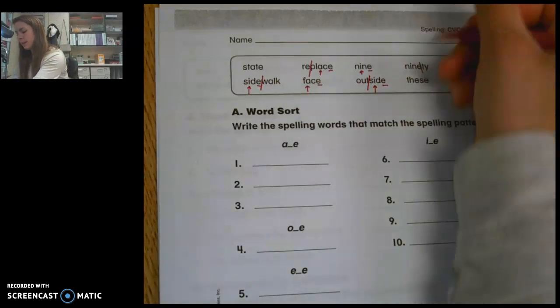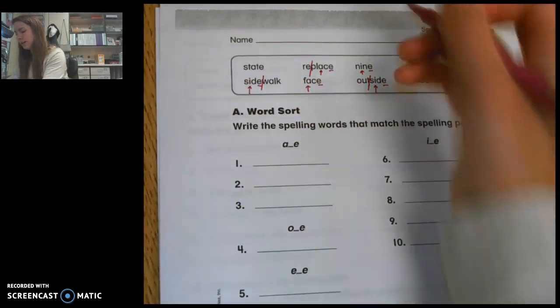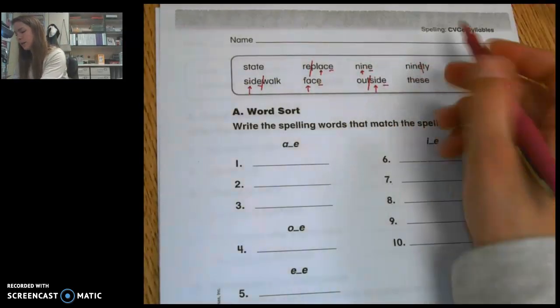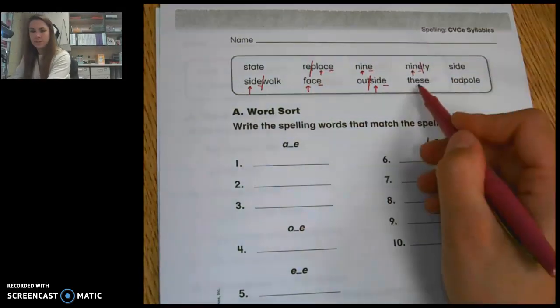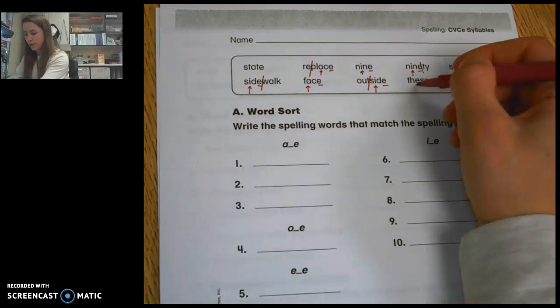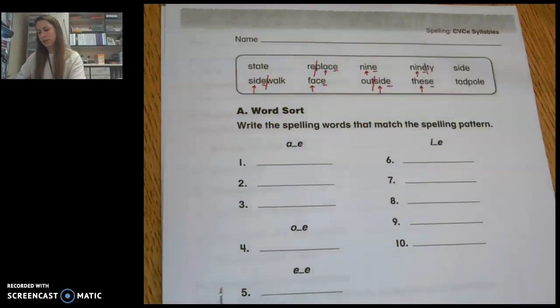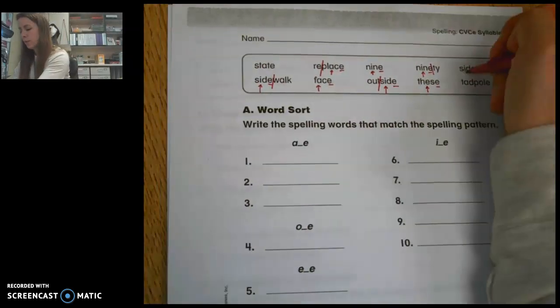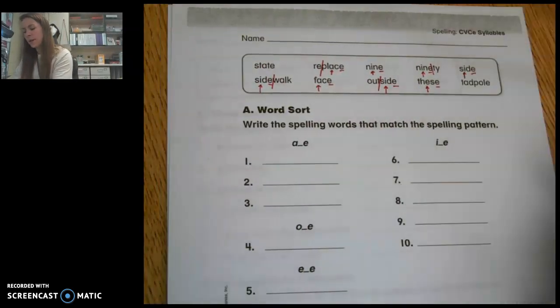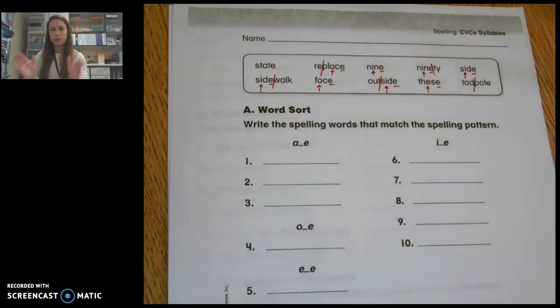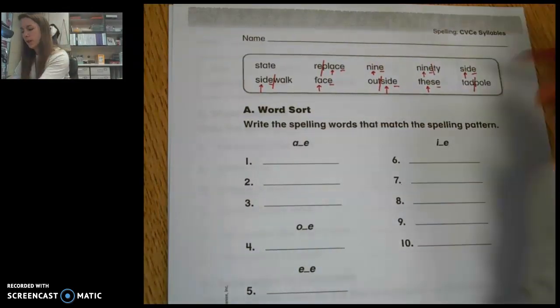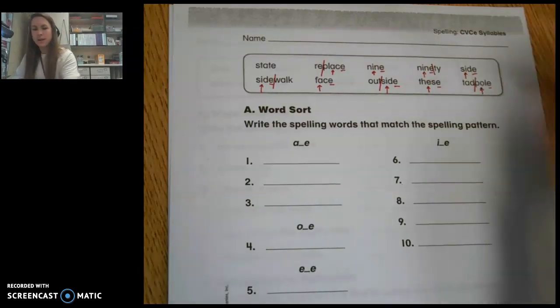So I'm going to split my syllable, and it's in the number nine, just like here, the word nine, where I have my magic E and my long vowel. I have these, where I have that E sound and a magic E. I have the word side by itself, with the long I and the magic E. And then I have tadpole. Compound word, two syllables, tadpole. I have my long O and my magic E.